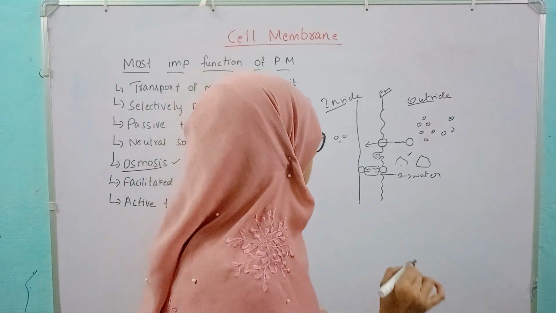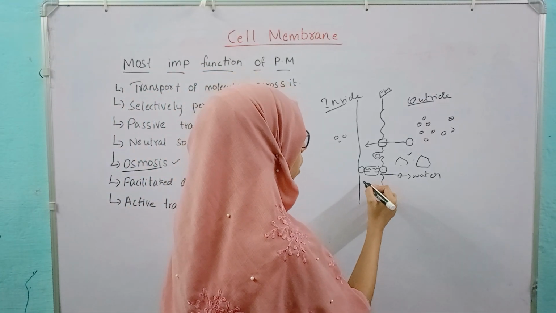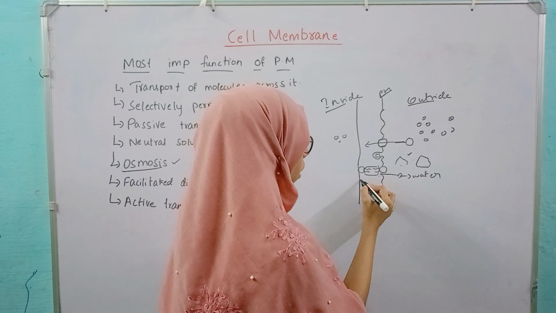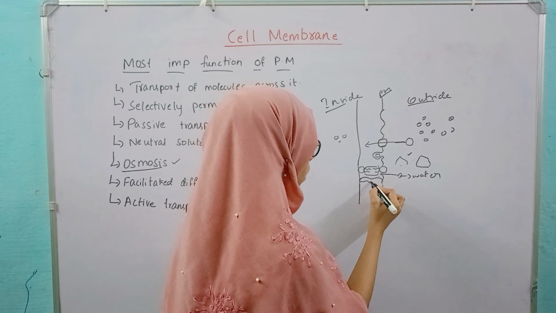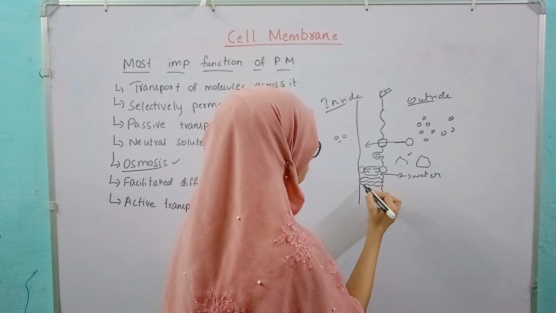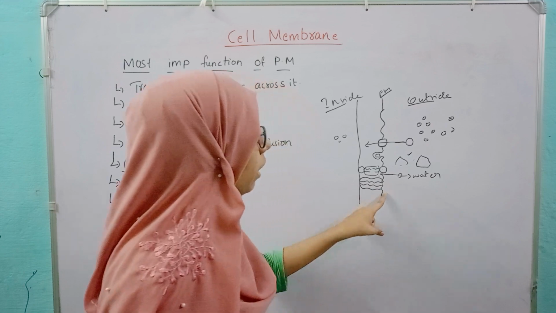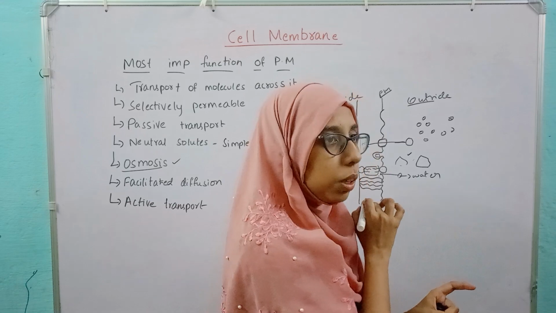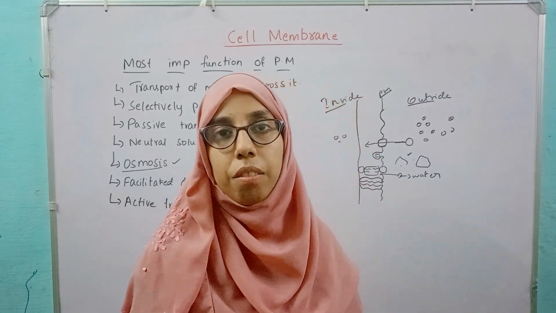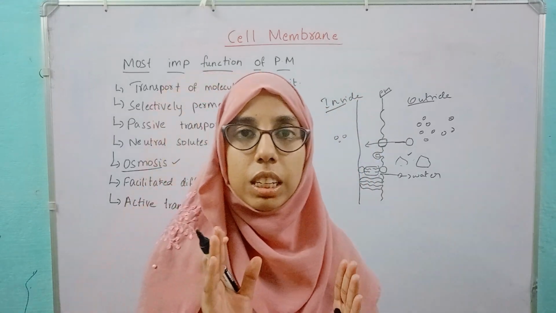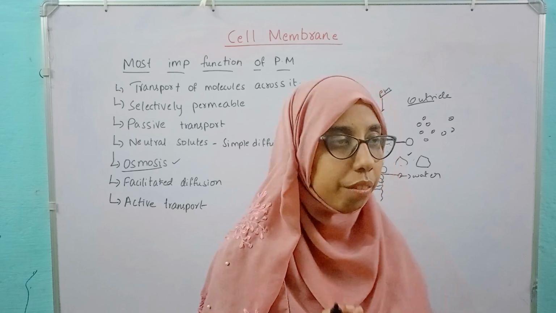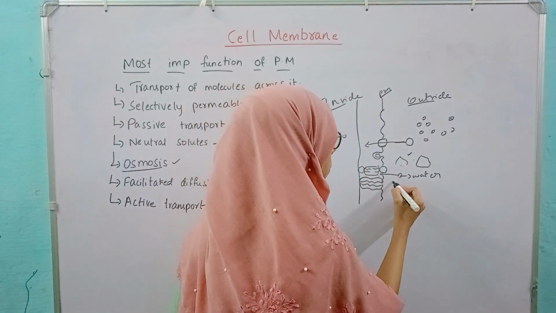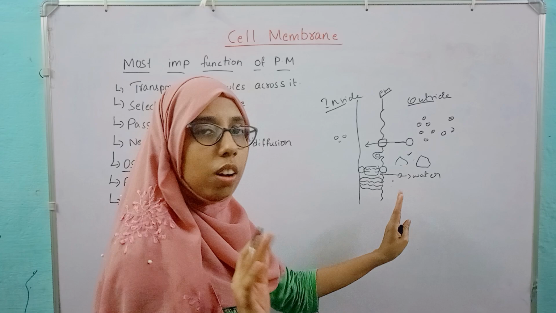If a carrier protein is there, or a protein which forms a channel inside the plasma membrane, then hydrophilic molecules can pass through this protein. This type of diffusion is called facilitated diffusion. Facilitated diffusion is the diffusion when molecules pass along the concentration gradient.